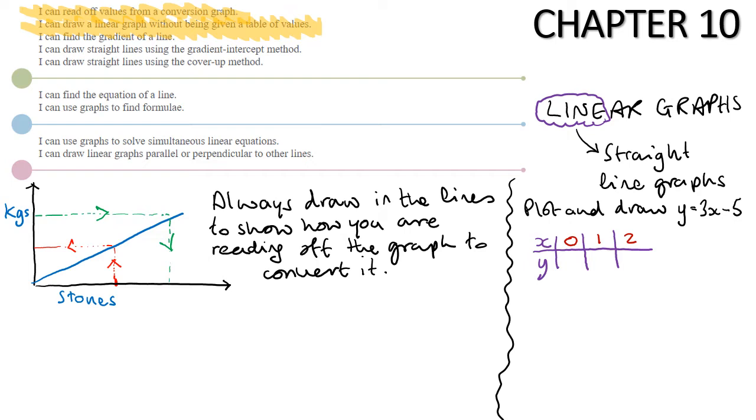And then what we're going to do is we're going to replace x with 0. Then we're going to replace it with 1. Then we're going to replace it with 2 and work out what we get for y. So the first value of y is going to be 3 times 0 minus 5, which is negative 5. The next value of y is going to be 3 times 1 minus 5. So that's 3 minus 5 is negative 2. And then the next value of x is 2. So that's 3 times 2, 6 minus 5 is 1.